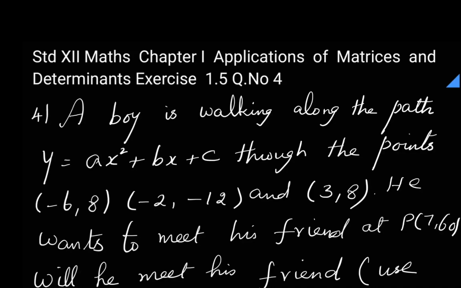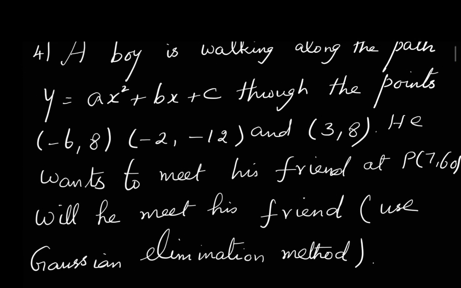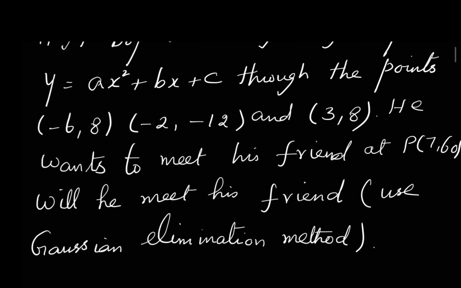See Standard 12th Maths Chapter 1 Applications of Matrices and Determinants. Exercise number 1.5, question number 4. Question is, a boy is walking along the path y equal to ax square plus bx plus c through the points minus 6, 8, minus 2, minus 12 and 3, 8. He wants to meet his friend at P7, 60. Will he meet his friend? Use Gaussian elimination method.